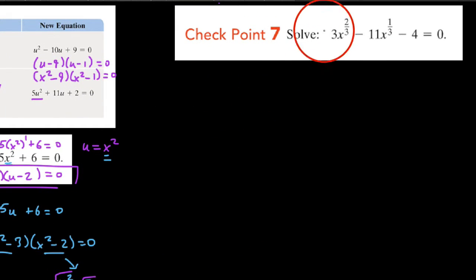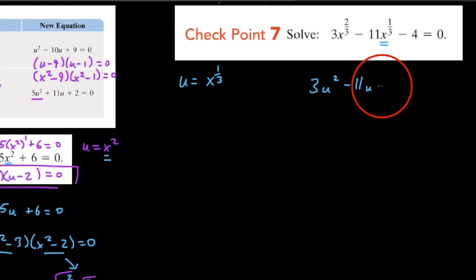So now looking at this next example, we say 3x to the 2/3 minus 11x to the 1/3, which is half of that 2/3, minus 4 equals 0. This certainly looks like quadratic form. So I would say in this case we would allow u to be this x to the 1/3, this middle term's variable and its power. And we could rewrite this as really 3u squared minus 11u minus 4 equals 0, and factor this.